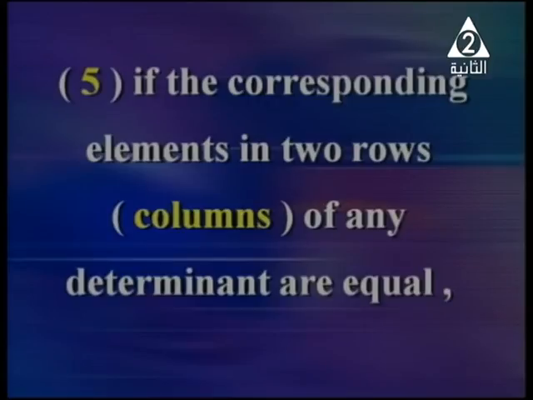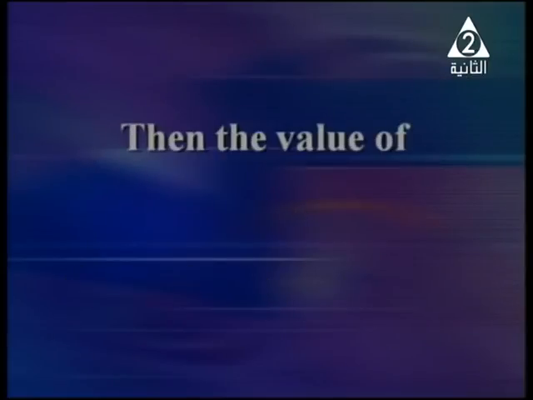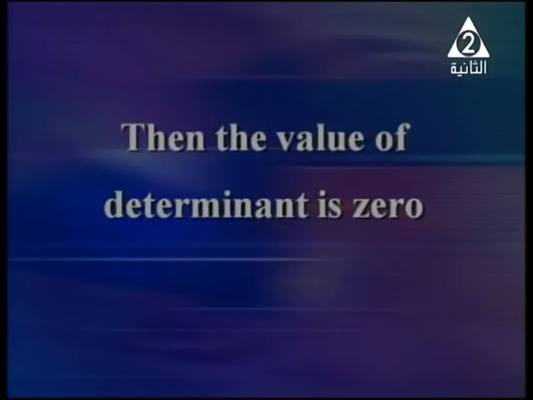Number 5: if the corresponding elements in two rows or columns of any determinant are equal, what is the result? The value of the determinant must be equal to 0. Remember, dear student, if we have a determinant where the first and second rows are equal, all elements the same, then the determinant must be equal to 0. Look at an example.